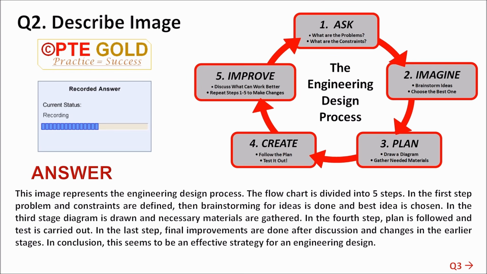In the fourth step, the plan is followed and a test is carried out. In the last step, final improvements are done after discussion and changes in the earlier stages. In conclusion, this seems to be an effective strategy for an engineering design process.